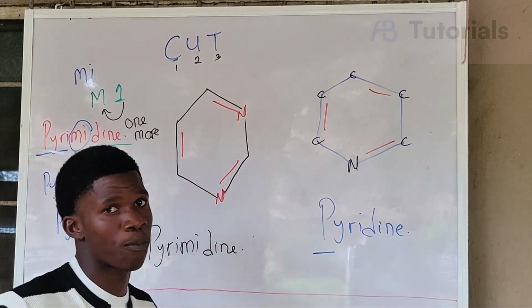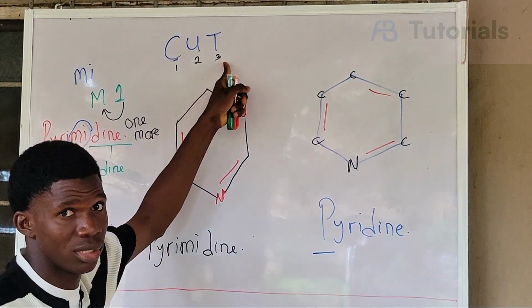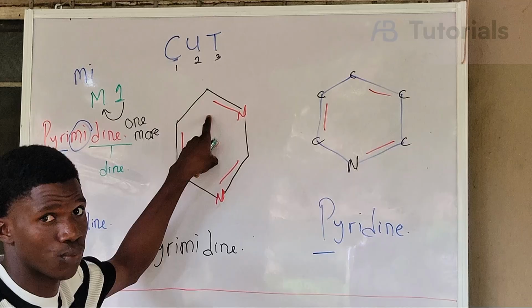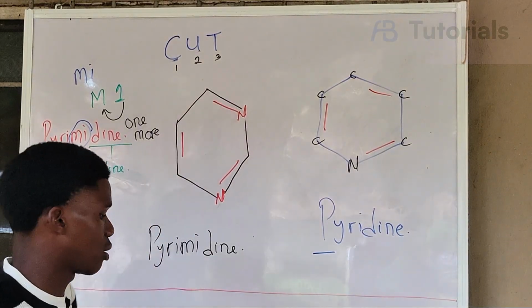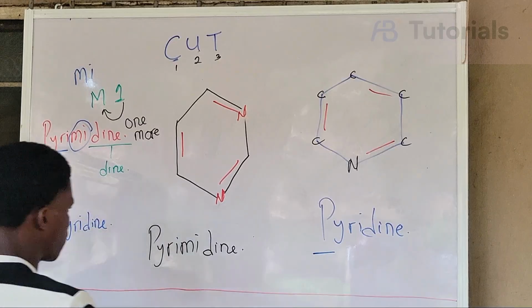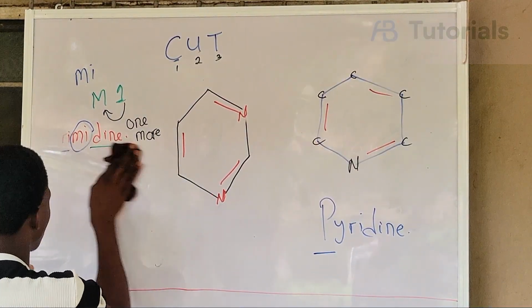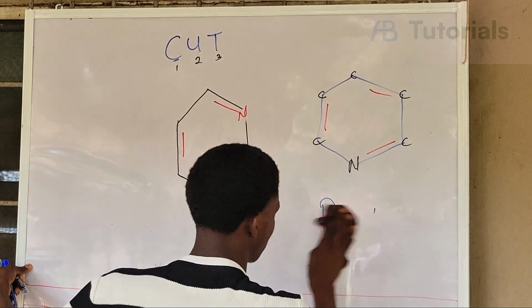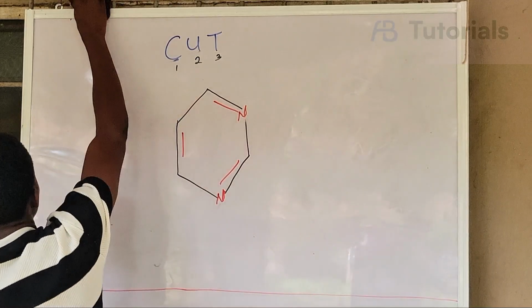So we have different types of pyrimidine: the cytosine, the uracil, and the thymine. So how do you draw these? This is the basic structure for all of them, right? So how do we draw this now? Let's move to that side.